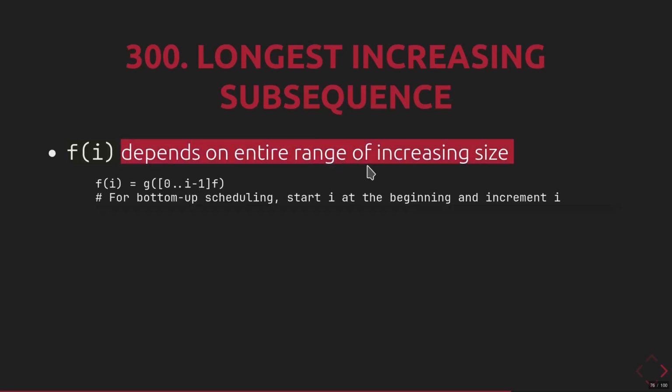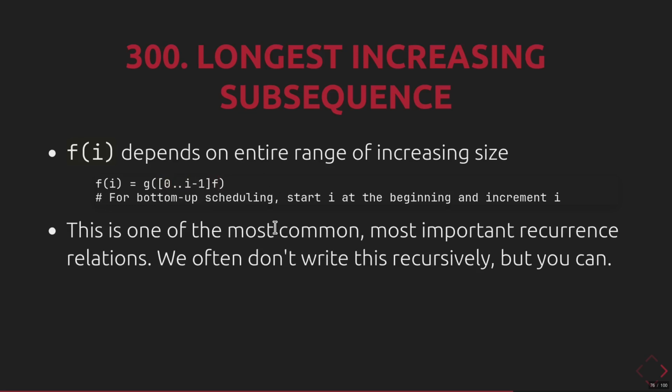This is when the current problem at index I depends on the entire range of increasing size, and it tends to increase contiguously, right? So basically, I'm going to choose this recurrence relation where we move I forward, and then the longest increasing subsequence at I depends on the longest increasing subsequence found previously over one of the indexes from 0 to I minus 1. This is one of the most common, most important recurrence relations that you're going to see in various problems.